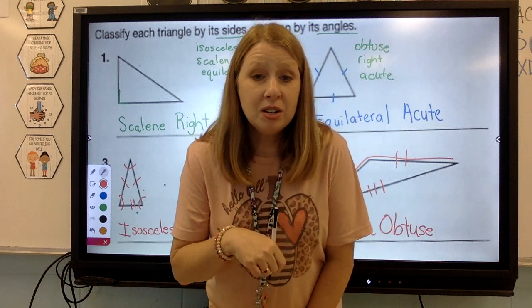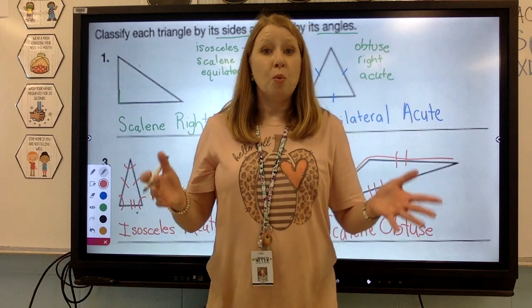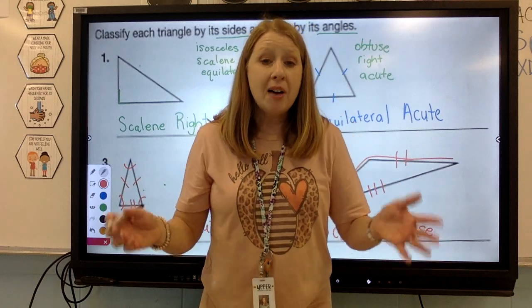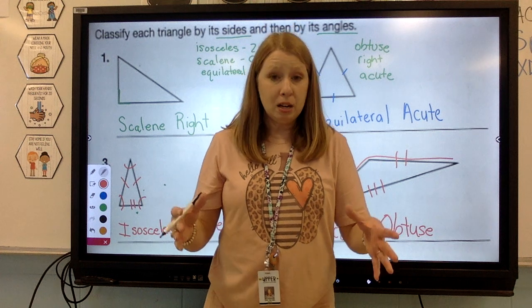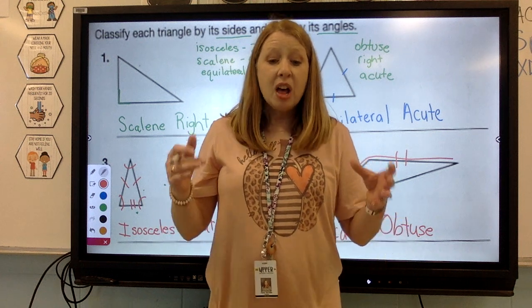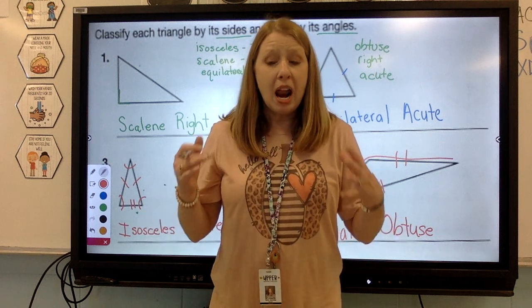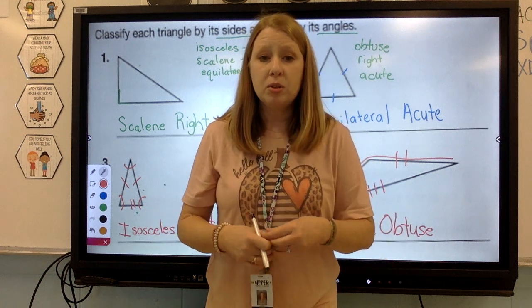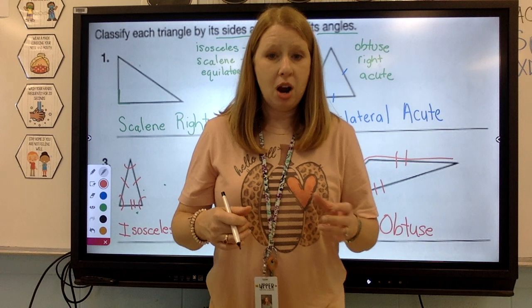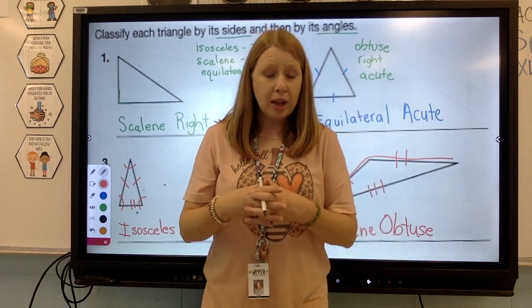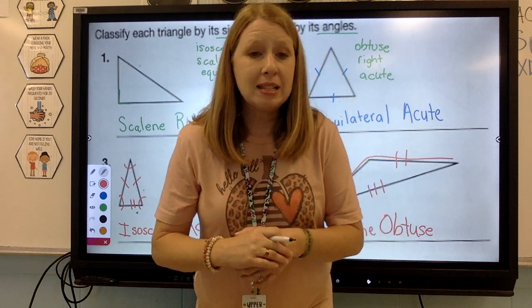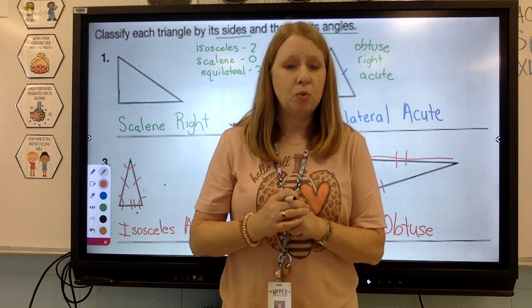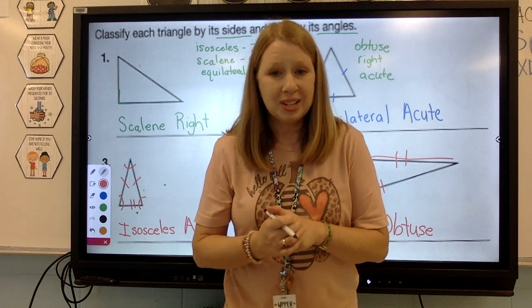But you know what I would like for you to do too? I would love for you to walk around your house, find some different items, different things in your house that look like triangles. And I want you to look at them and determine, are those triangles scalene? Are they isosceles or equilateral? And then decide if that same triangle is obtuse, right, or acute.